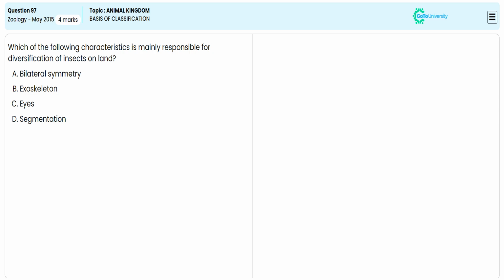In this multiple choice question, they are directing us to specify the correct option responsible for land insect diversity. For this, let us eliminate the wrong options to specify the correct option. If you're talking about the exoskeleton, it is mainly responsible for the diversification of insects on the land.